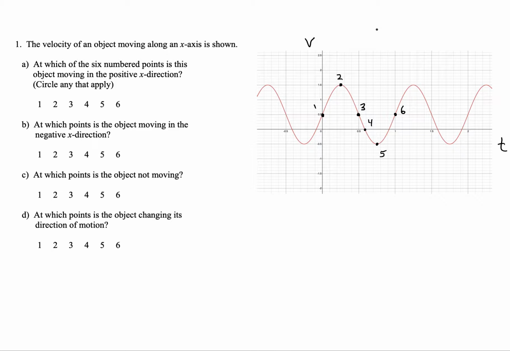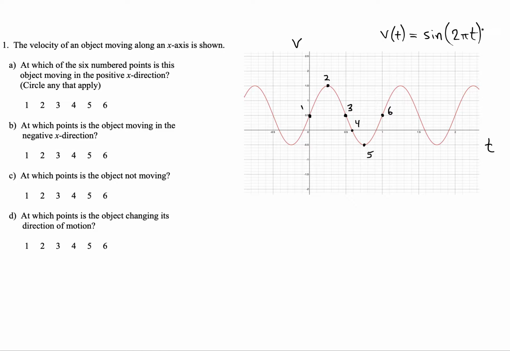So this graph is v of t equals sine of 2 pi t plus 0.5. That is its formula. And just go ahead and answer for yourself what you think the answers to this one are. And then I'll give my answers as well.